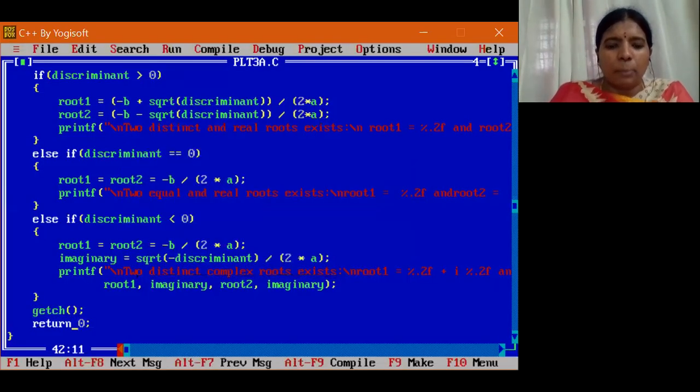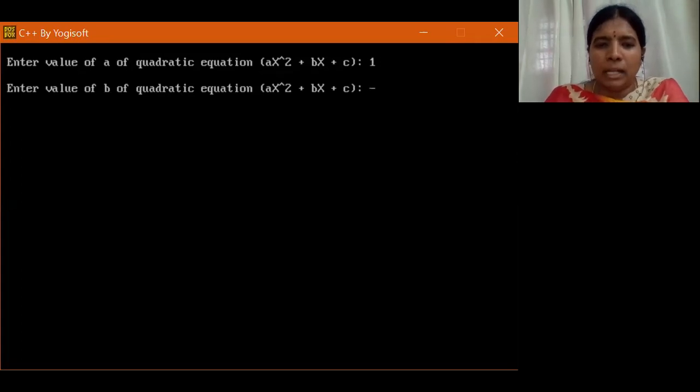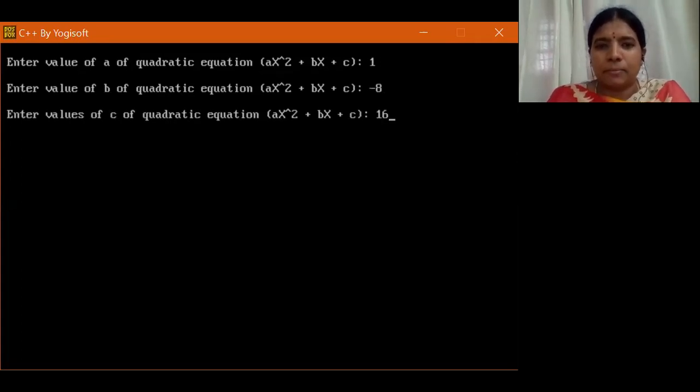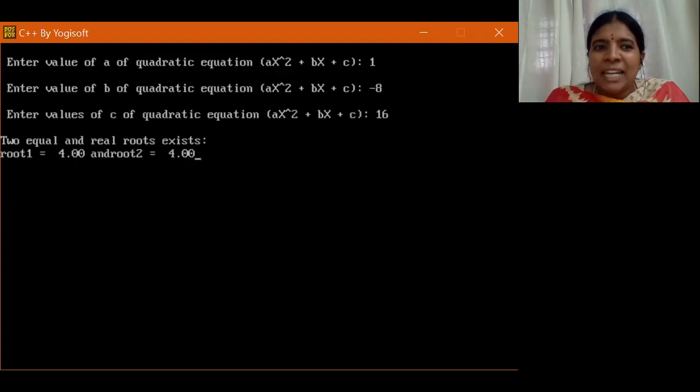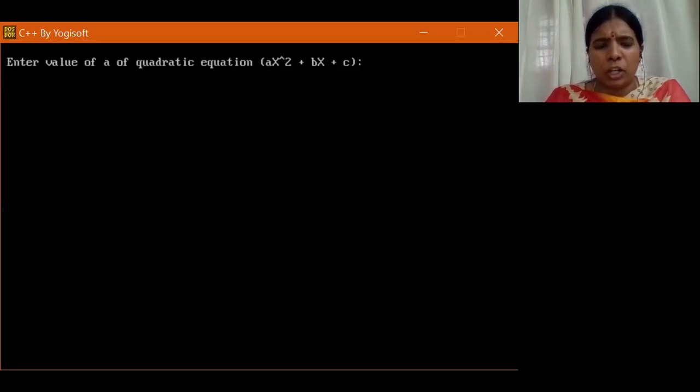Let's run the program again for another set of inputs. Take your pen and paper and tell me what the output is when the input is 1, minus 8 and 16. Calculate by taking the formula. What did you get? Yes, you got two equal and real roots, that is 4 and 4. Root 1 is 4 and root 2 is 4. Exactly.